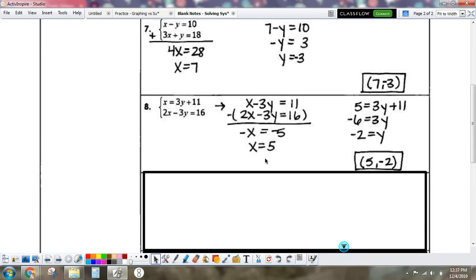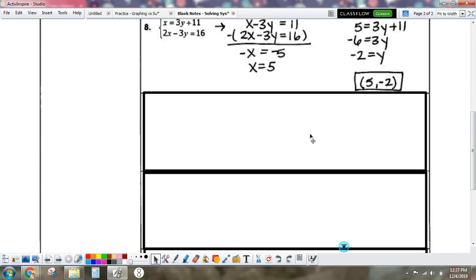Plug 5 back into either one of the original equations. So you can use this first one. So 5 equals 3y plus 11. Subtract 11 from both sides, divide by 3 to get your answer. Try 9.